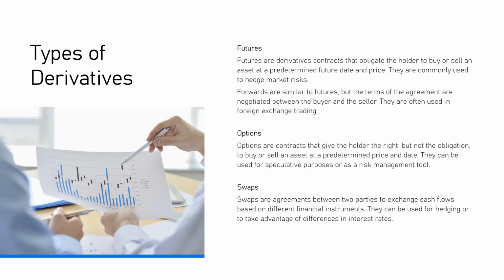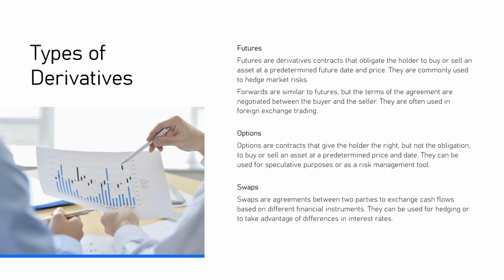Types of derivatives. Futures. Futures are derivatives contracts that obligate the holder to buy or sell an asset at a predetermined future date and price. They are commonly used to hedge market risks. Forwards. Forwards are similar to futures, but the terms of the agreement are negotiated between the buyer and the seller. They are often used in foreign exchange trading.